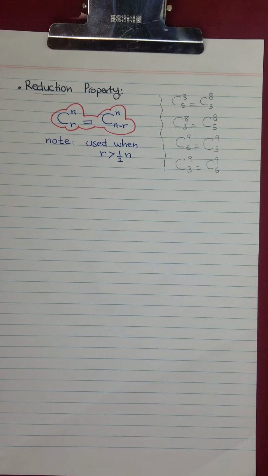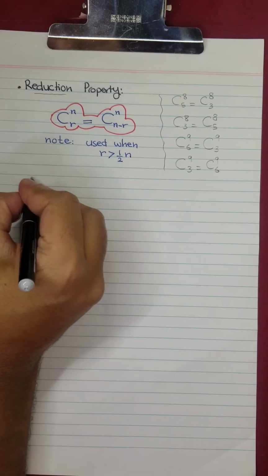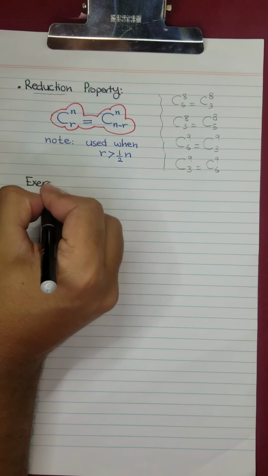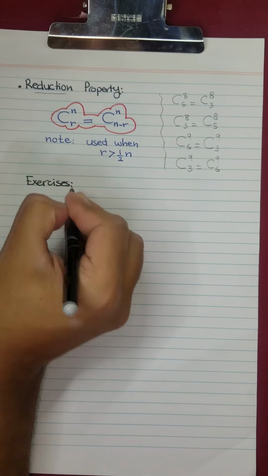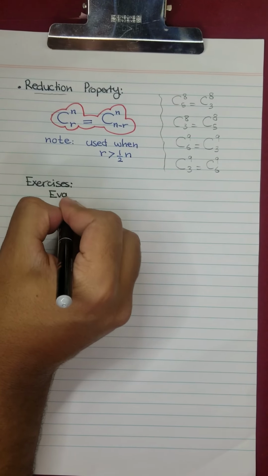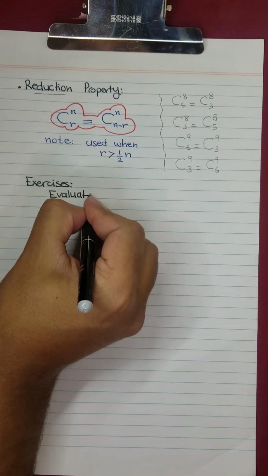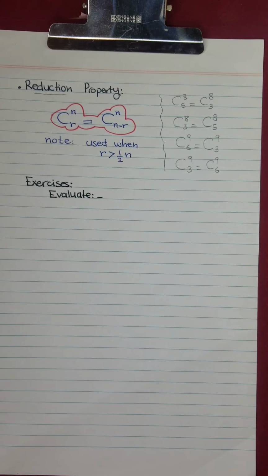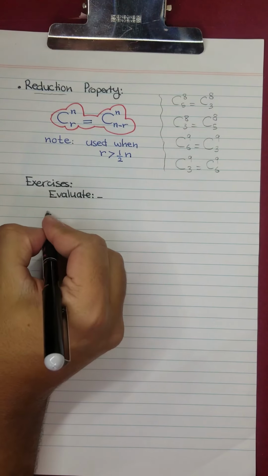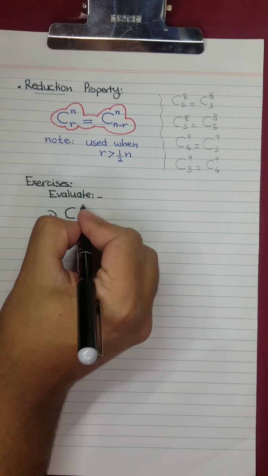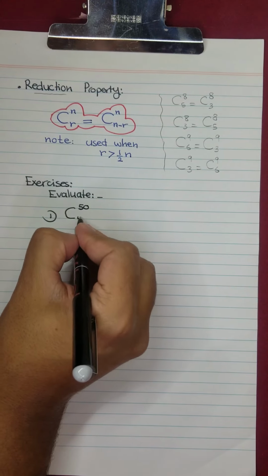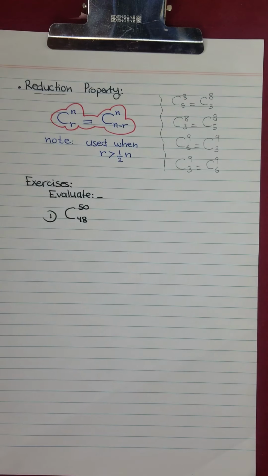So let's see. Exercises. Still evaluate. What they want us to evaluate this time is combination 50, 48. Okay, so let's see. Answer.